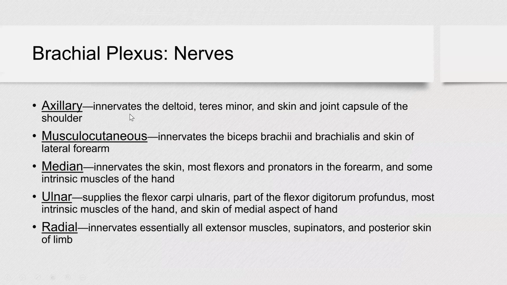So axillary nerve innervates deltoid, teres minor, skin and joint capsule of the shoulder. So you can just remember at this point that it innervates shoulder muscles, including deltoid. Now, musculocutaneous innervates muscles of the arm anterior compartment.